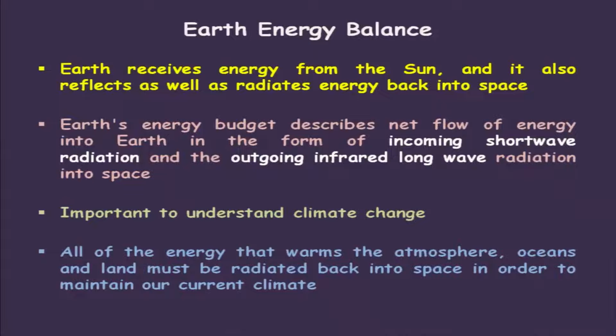All the energy that warms the atmosphere, oceans and land must be radiated back into the space in order to maintain our current climate. If it is not done so, then we won't be able to support life on Earth. So, this is an important part, that all energy which has been received, or which warms the atmosphere, ocean and land, must be radiated back.